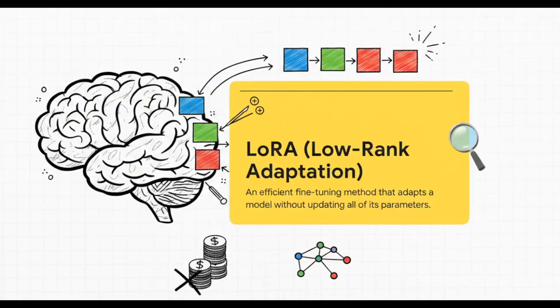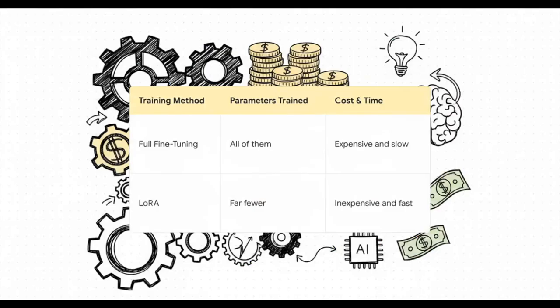But look, fully retraining one of these massive AI models is incredibly expensive. That's where a technique called LoRA, or low-rank adaptation, comes into play. Think of it not as a full brain transplant, but more like precision surgery. It just adds small new layers to adapt the model for a specific task, without ever touching the vast original network. And just look at the difference here. I mean, it's night and day.